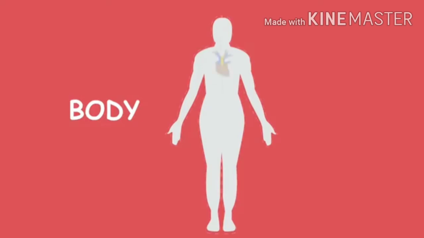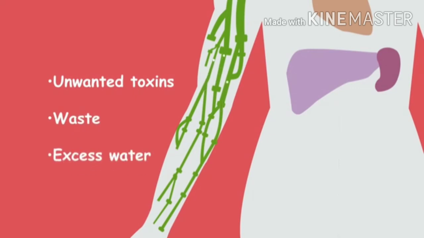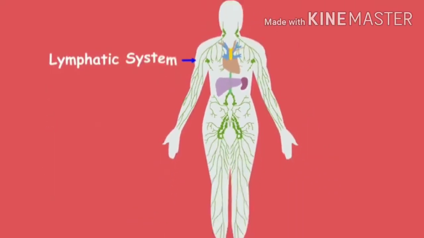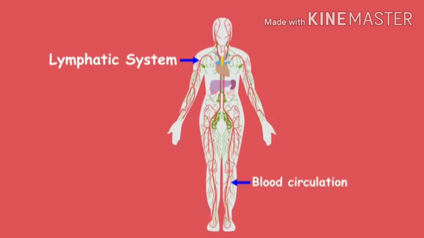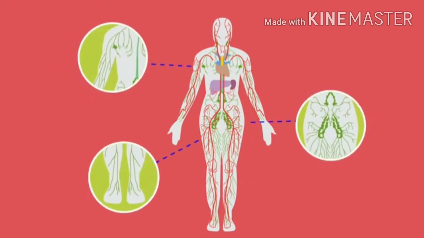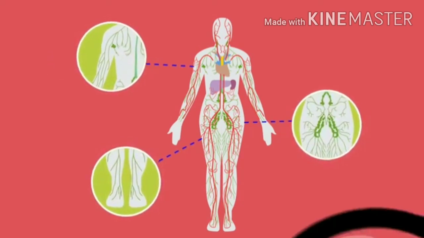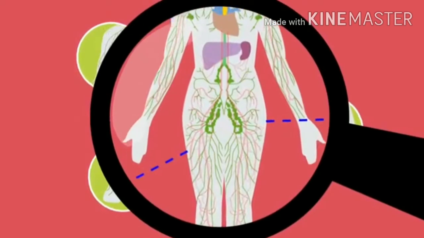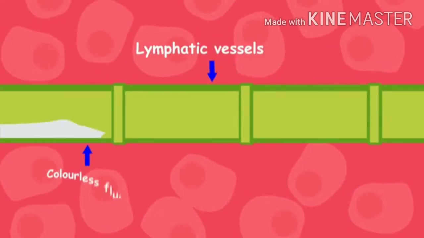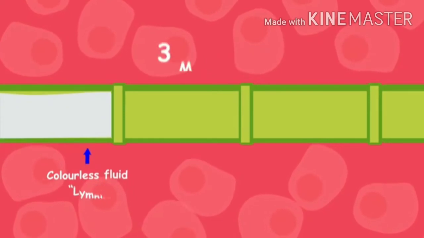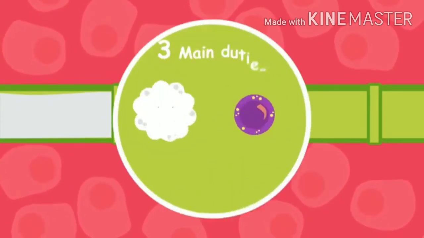Did you know your body has its own version of a sewer system for removing unwanted toxins, waste and excess water from the body? This is called our lymphatic system. Like our blood circulation, the lymphatic system is made up of millions of little vessels that branch all around our body. But whereas arteries and veins carry blood, the lymphatic vessels are much, much finer and carry a colourless fluid called lymph.